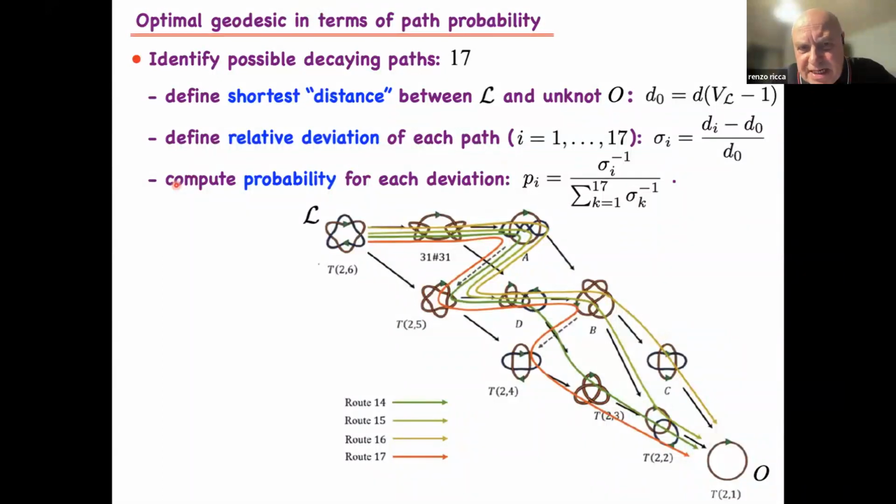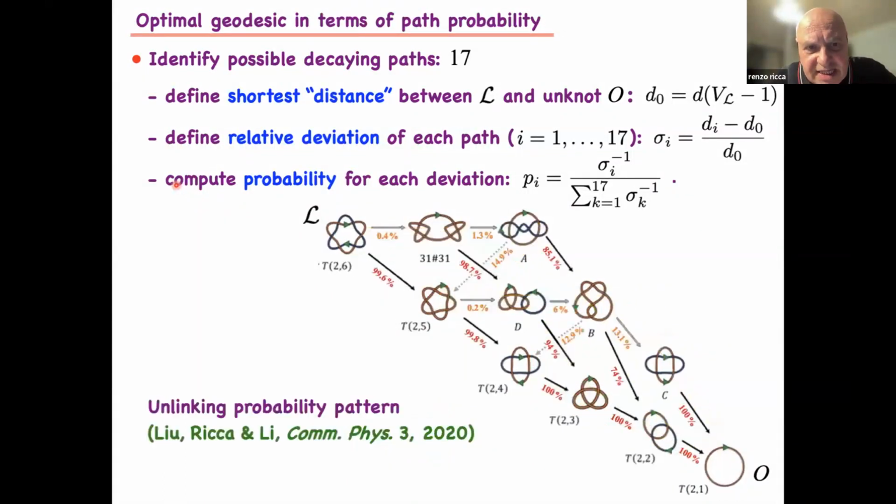Probability, the sum of probabilities is 1, and from each deviation you can define the probability you like most. This is the formula we used, and then we compute the probability. So we now have an unlinking probability pattern for this evolution.